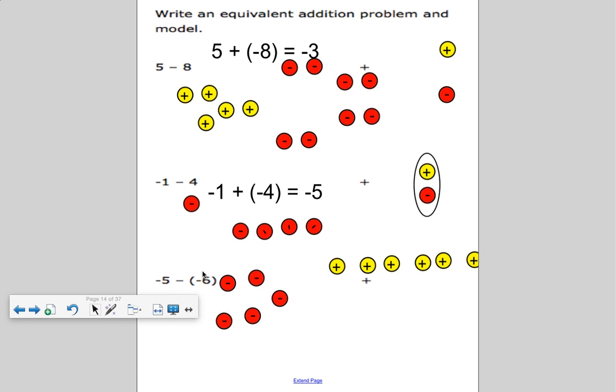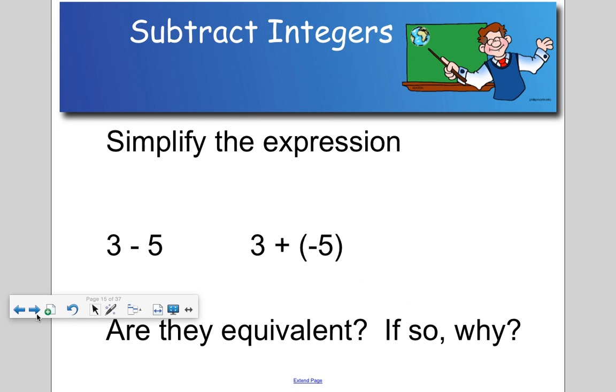So how do I write the subtraction expression as an addition expression? I start with -5. I added 6 positive. So I kept -5. I changed the subtraction to adding. And what's the opposite of -6? 6. And what's -5 plus 6? It will equal 1. So what did we learn today? We learned that you can turn a subtraction expression into an adding expression using the term add the opposite.